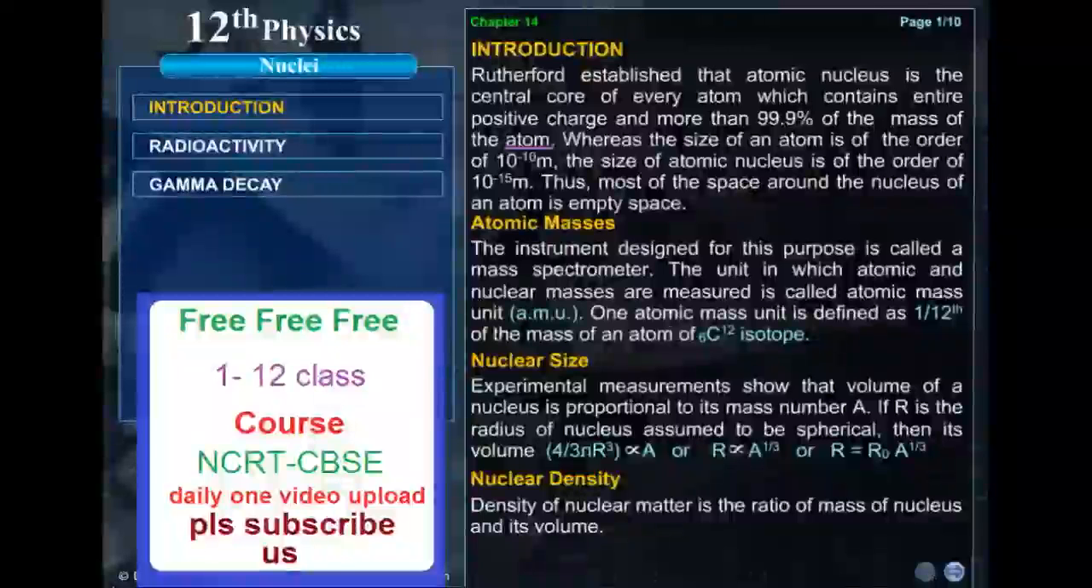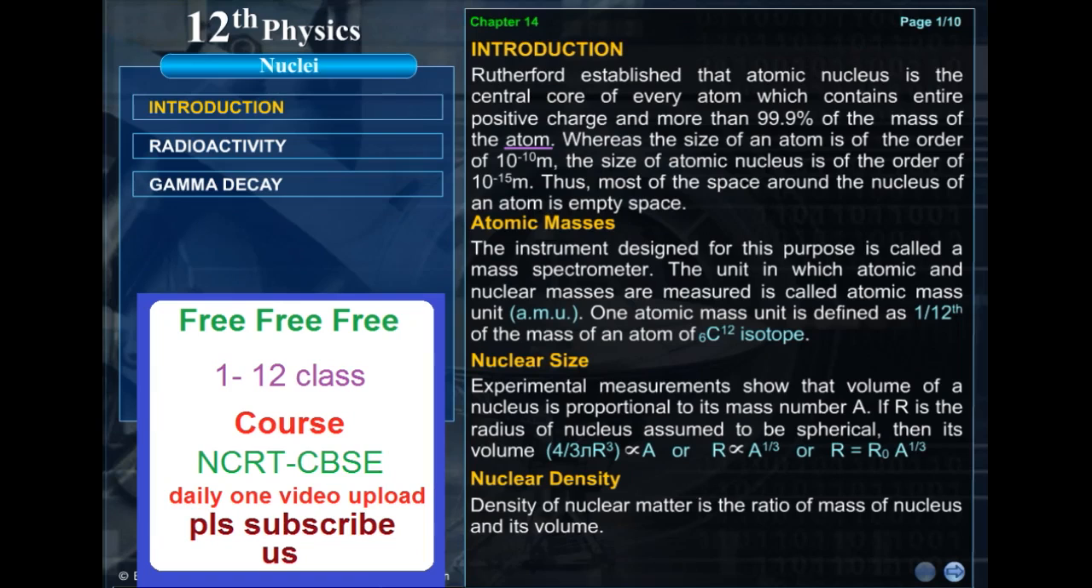Introduction. Rutherford established that the atomic nucleus is the central core of every atom, which contains the entire positive charge and more than 99.9% of the mass of the atom, whereas the size of an atom is of the order of 10 to the power minus 10 m. The size of the atomic nucleus is of the order of 10 to the power minus 15 m. Thus, most of the space around the nucleus of an atom is empty space.